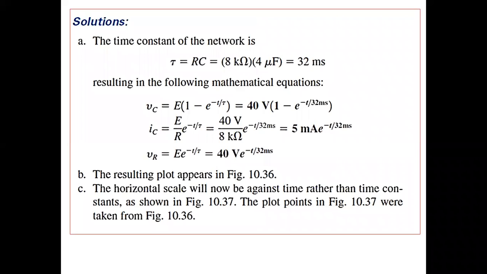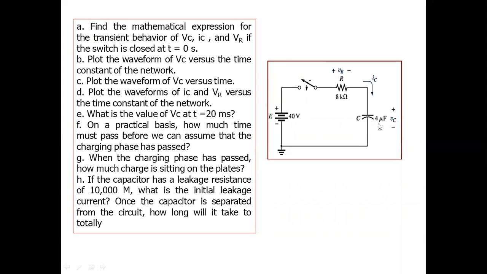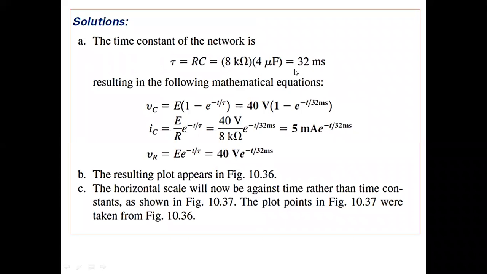This is the solution. First of all, we have to find tau, which is equal to RC. R is given, that is 8 kilo, and C is 4 microfarad. After multiplying, we will get 32 milliseconds. Now the VC is equal to E(1 minus e to the power minus t by tau) for the charging phase. Putting the values, we will get the general expression in terms of t.